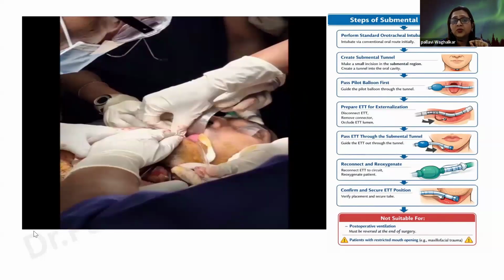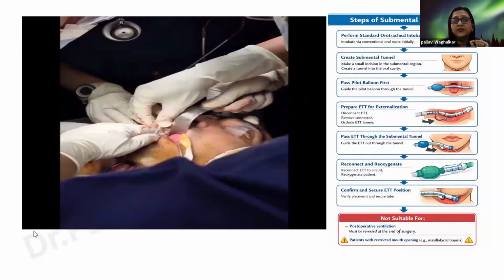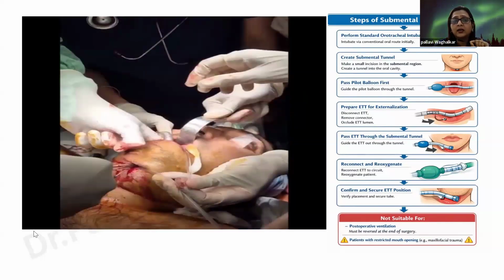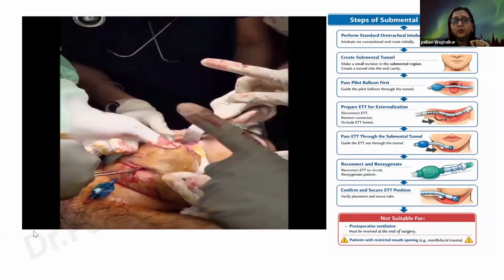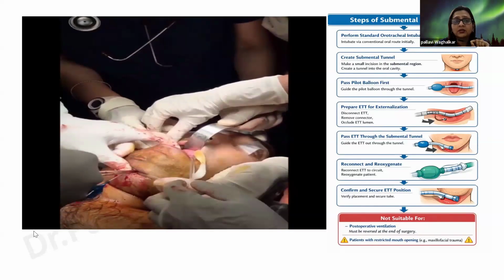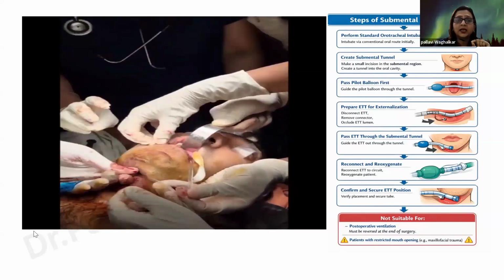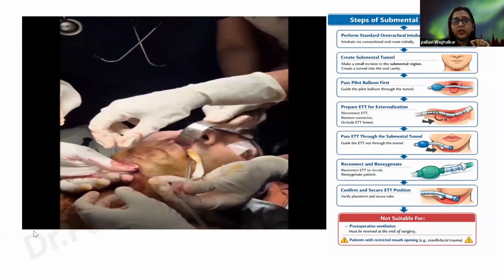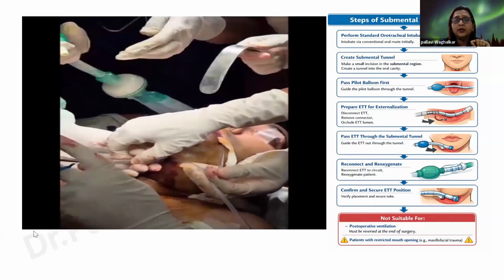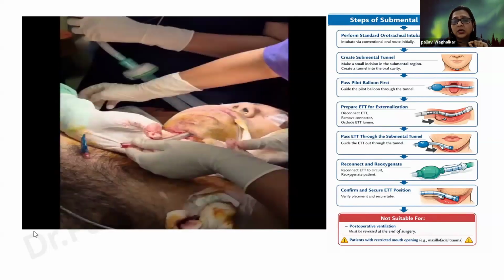Once the tube is passed through the tunnel, as you can see in the video, we have to be very careful during these steps because now the patient is not getting ventilated, the tube is disconnected. This is the part of the tube which is coming out from the tunnel. Remove all the debris which is there and then connect the tube to the circuit.